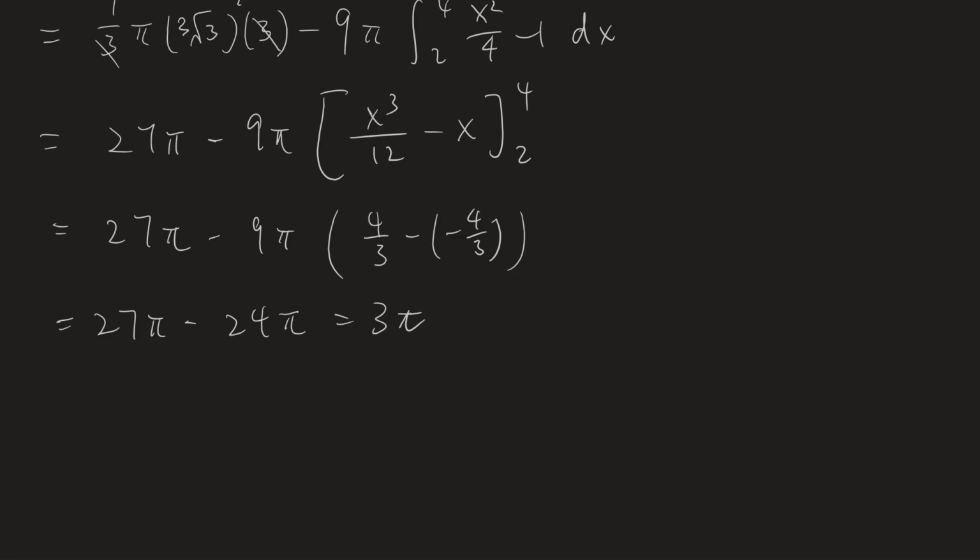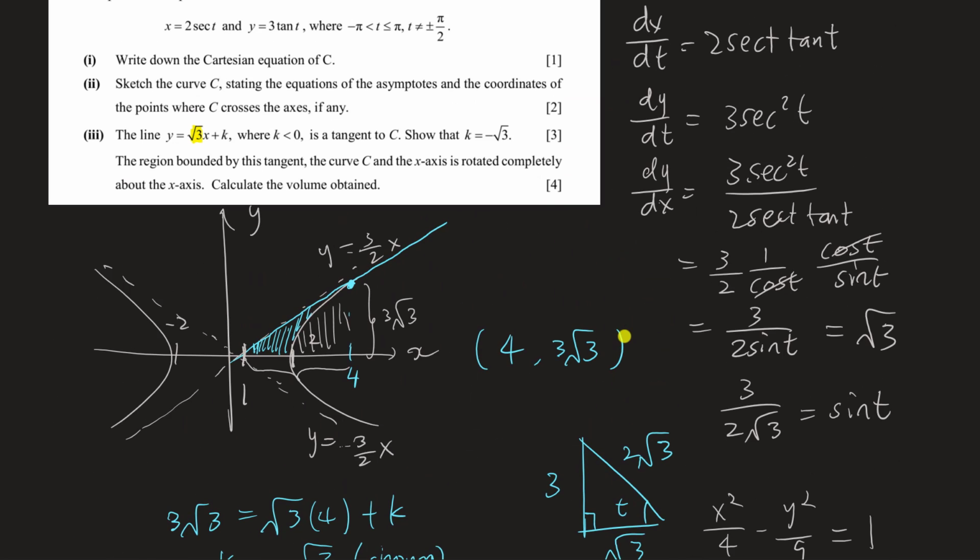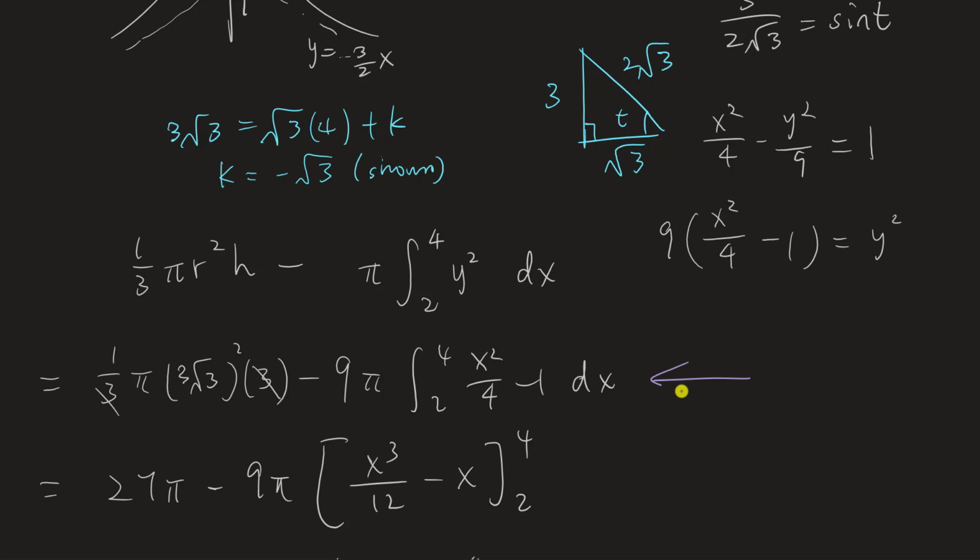That's it for this question. If they want you to leave it in exact form, it will be 3 pi. Otherwise, you can just use GC and key in this step and let the calculator do all the hard work for you.